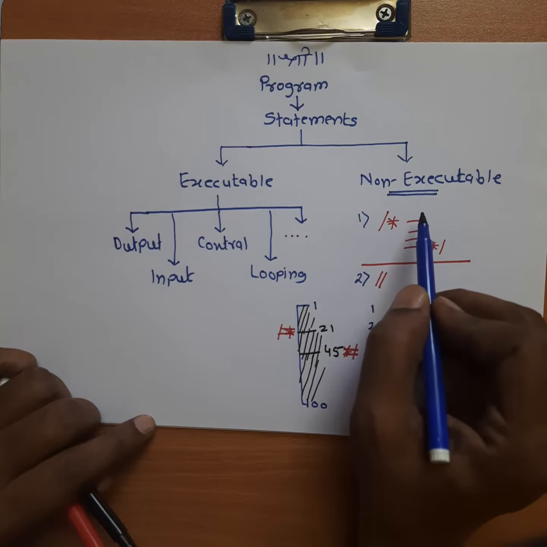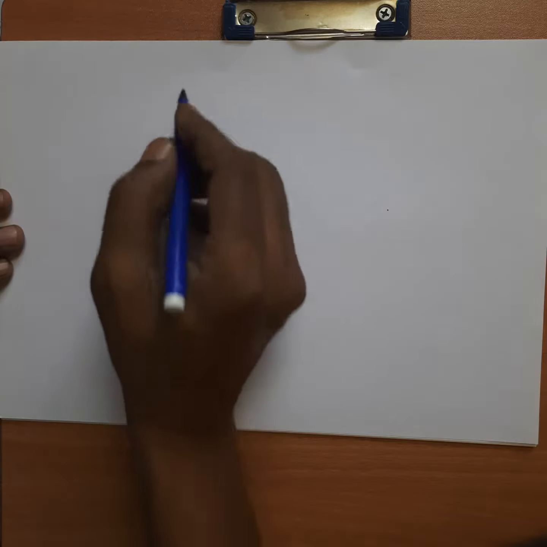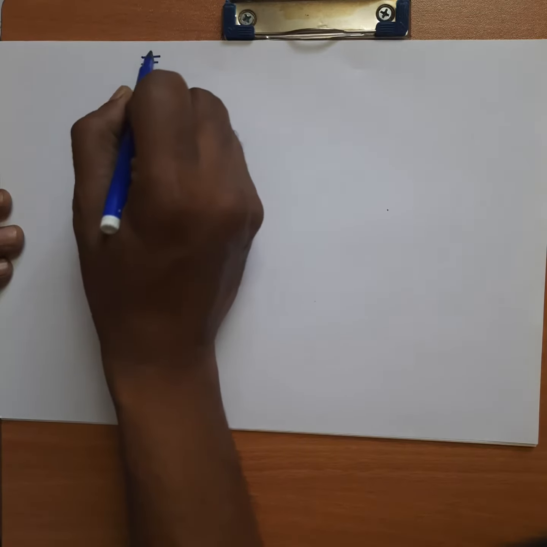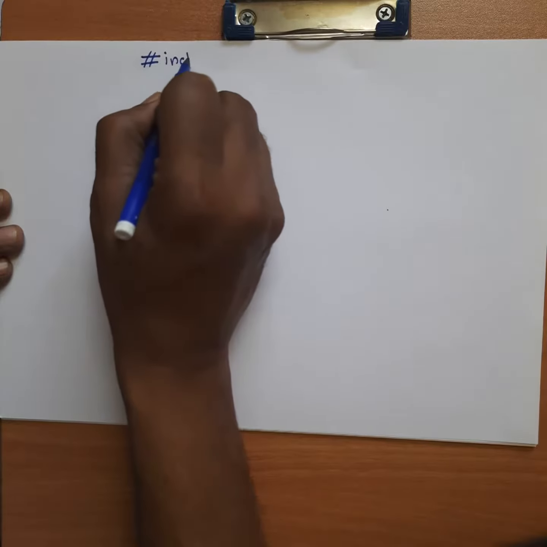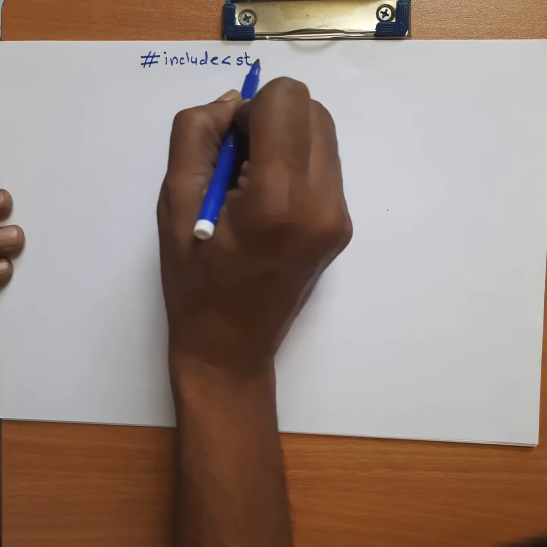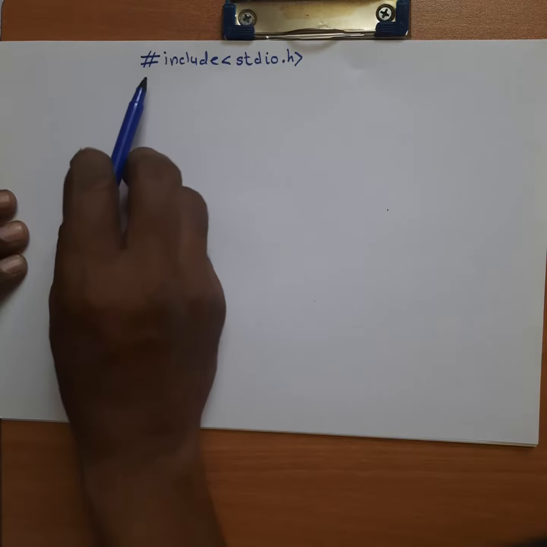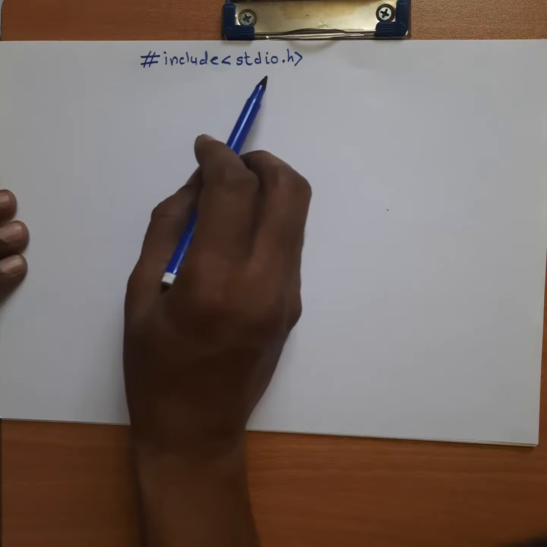Now we will check statements one by one. So initially we will start with the output statement. Before starting with the output statement, the most important thing we have to remember is that C is a very case sensitive language. A C program starts with #include <stdio.h>.